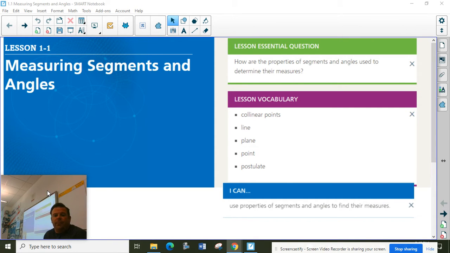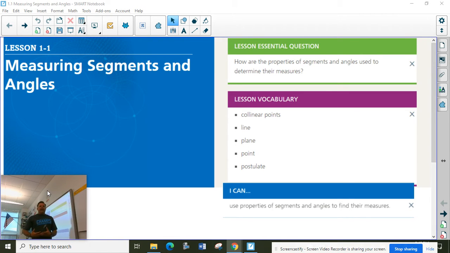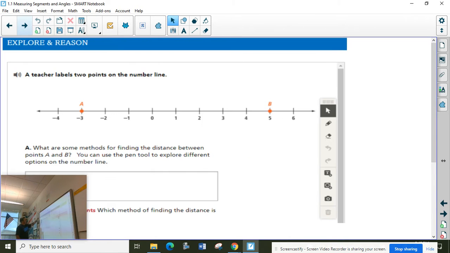That's what we're going to learn. Every time there'll be an essential question. How are the properties of a segment used? And there'll always be some vocab, and then it says what you can do at the end. So let's just get started with this. Always write down these vocab words. Make sure that you have them situated somewhere where you can use them to review for tests, because these will be placed on your test. You want to know your vocab.